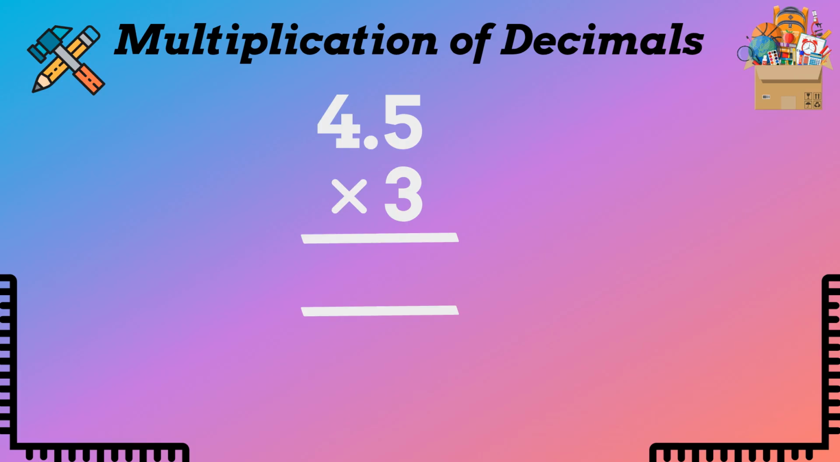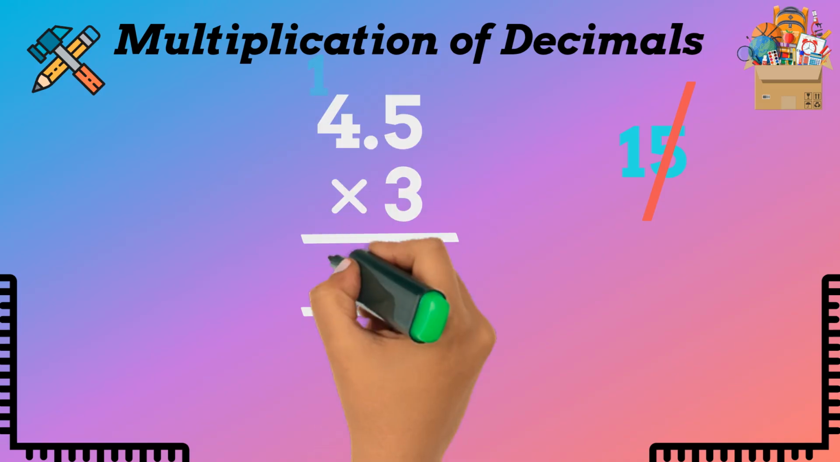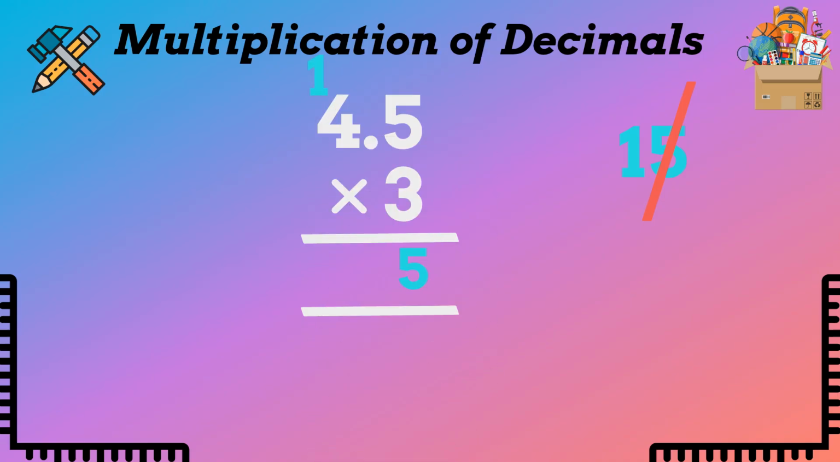We have 4 and 5 tenths multiplied by 3. Let's calculate. 3 times 5 is 15. The 5 goes to the bottom of the 3 and the 1 goes over the 4. 3 times 4 is 12, plus the 1 that is above the 4 makes it 13. 13 is placed next to the 5.